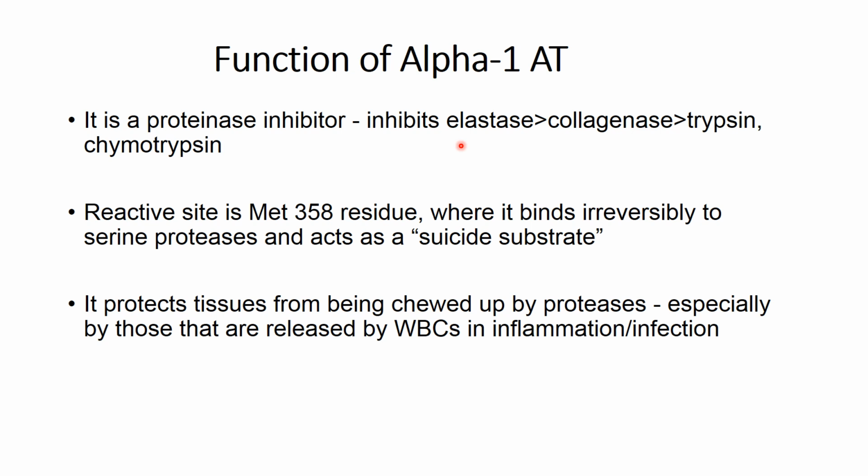The strongest inhibition by alpha-1 antitrypsin is against elastase, but it also can inhibit different collagenases, trypsin, and chymotrypsin. How does this inhibitor inhibit enzymatic activity? In the reactive site of alpha-1 antitrypsin, we have a methionine. This methionine can bind irreversibly to different proteinases. It acts as a suicide substrate.